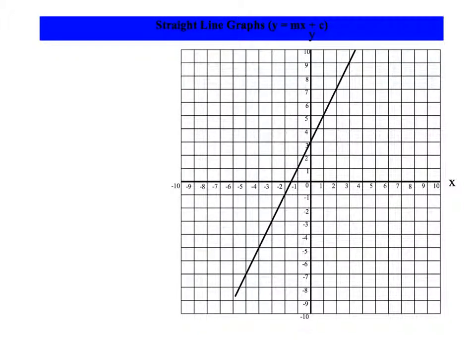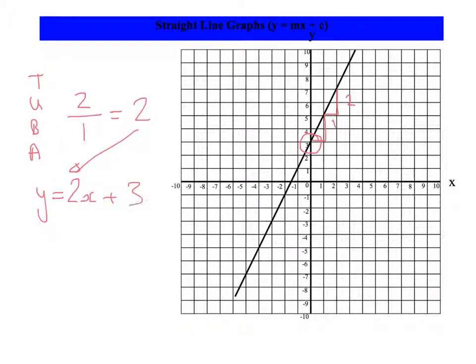So here's my graph, and I'm looking for a repeating pattern. So I've got a triangle here, and I go up one and up two and across one. So as I said on a previous presentation, I use tuba. Top is up, which in this case is 2, and bottom is across, which is 1. So my gradient is 2. So y is 2, 2x, don't forget that x, and where does it cross the y-axis? Crosses it at plus 3. There we have it, the equation of the line.